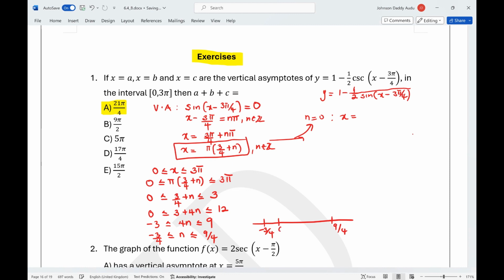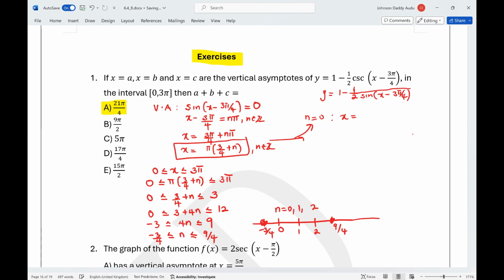We can have 0 somewhere here. We can have 1. We can also have 2. Because you can see 9 over 4, it's more than 2, but not up to 3. So this is the interval. So it means the only possible n are 0, 1, and 2.